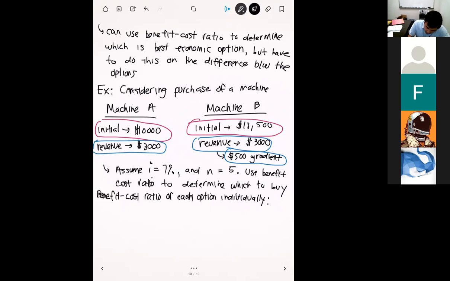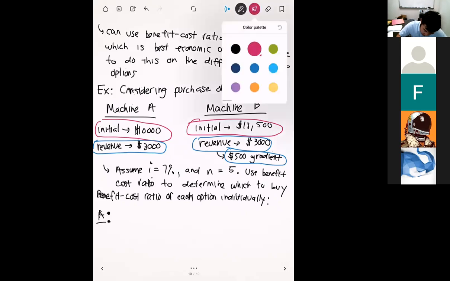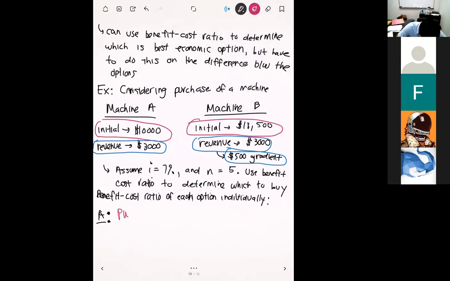All right, so let's do machine A. For machine A, we're going to take all the cash flows and convert them into the same form. I'm going to do it based on present worths. Actually, let me do this in red, because this is going to be the present worth of the costs.